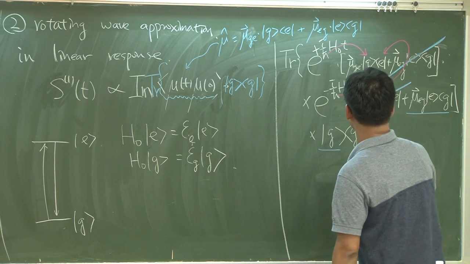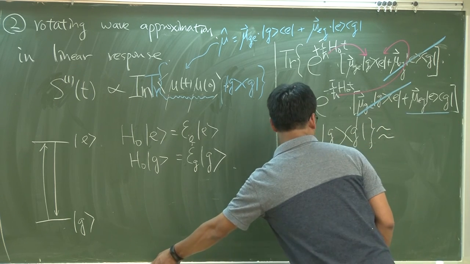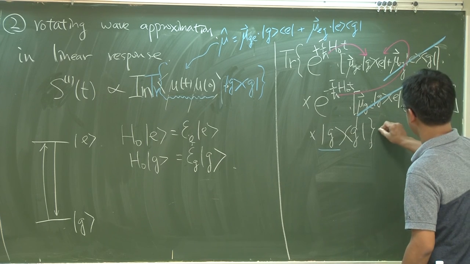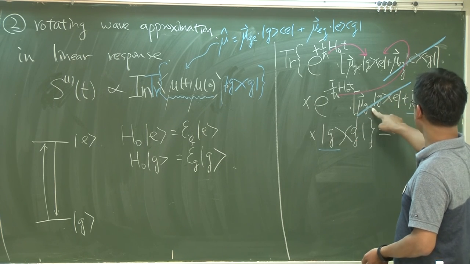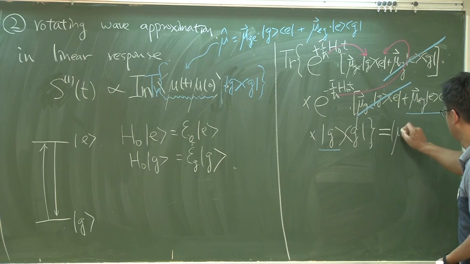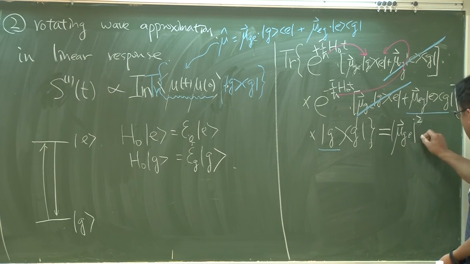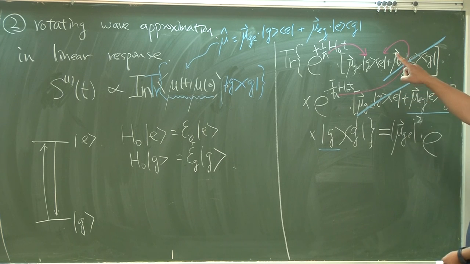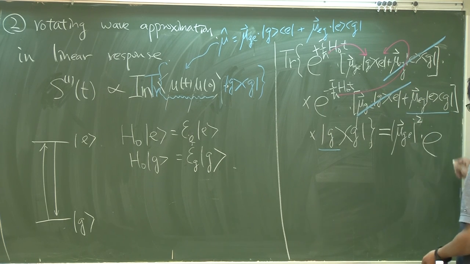So you have this thing, which in this case is not approximate, but equals to, you take the trace, you only pick up the bound state. Those two are actually complex conjugates. Mu squared, so x over the square, times exponential I over h bar epsilon g minus epsilon e. I will call this h bar minus I omega eg t.